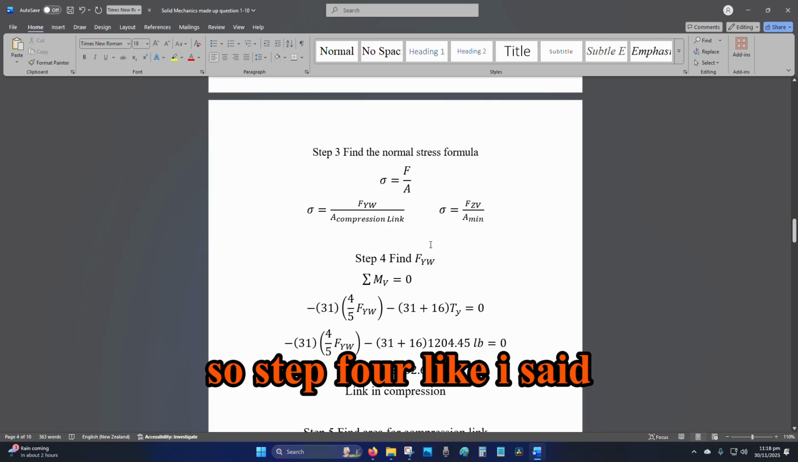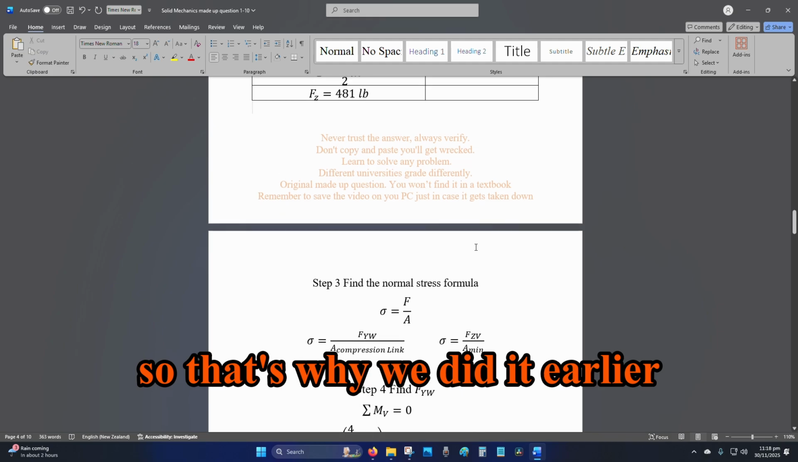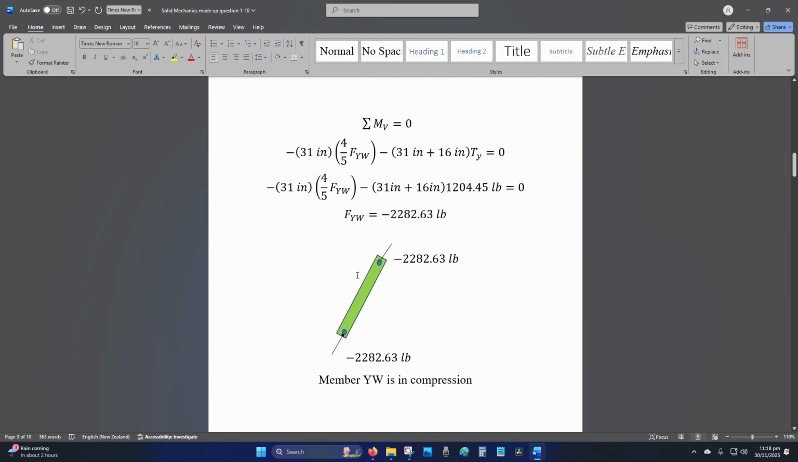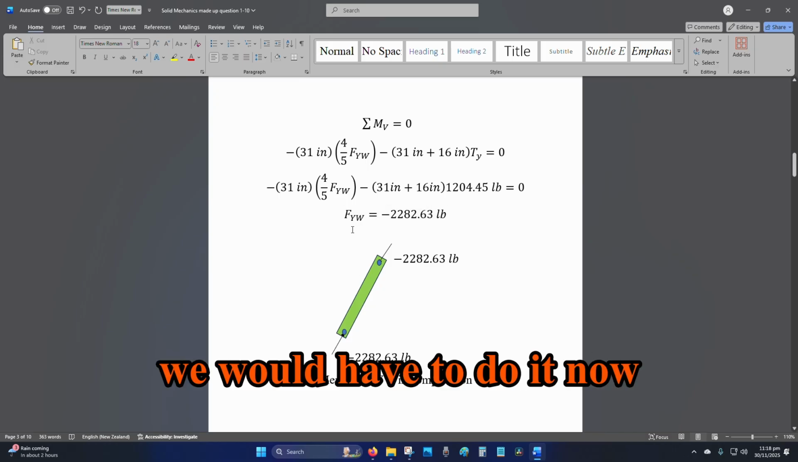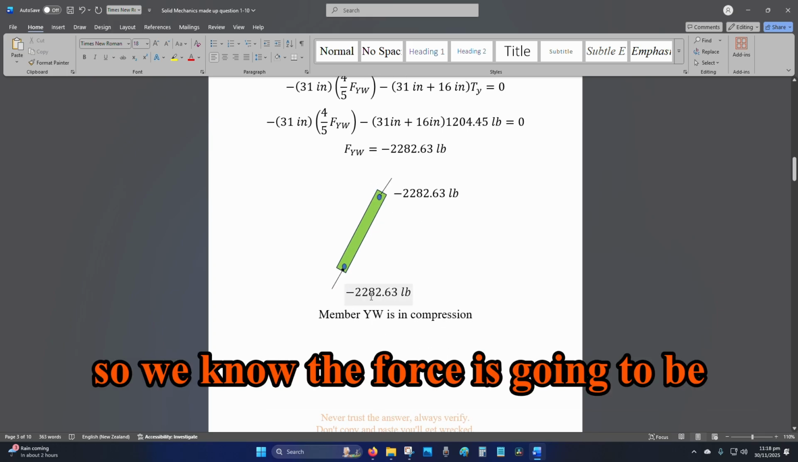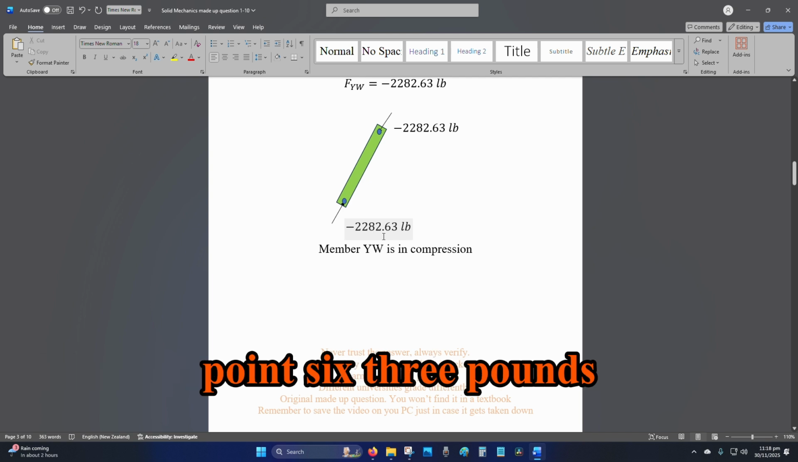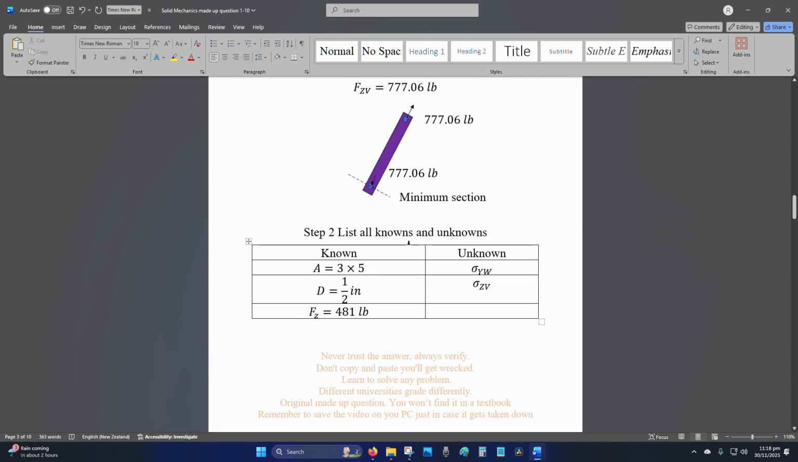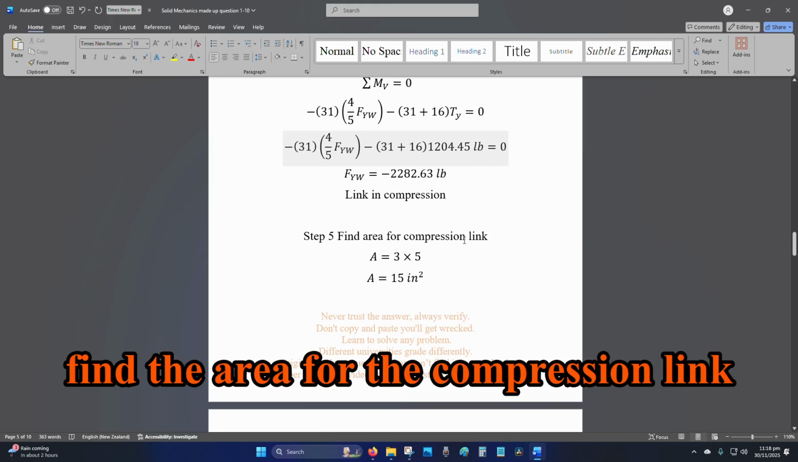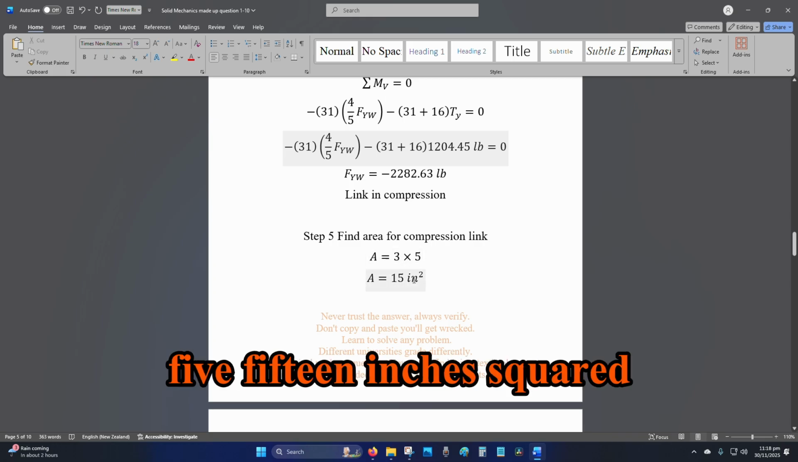So step 4, like I said, we need to find the force at YW. So that's why we did it earlier. So if we didn't do this earlier, we would have to do it now. So luckily we did it. So we know the force is going to be minus 2,282.63 pounds. So alright, we can move on to find the area for the compression link. They give it to us, which is nice. So 3 times 5, 15 inches squared.